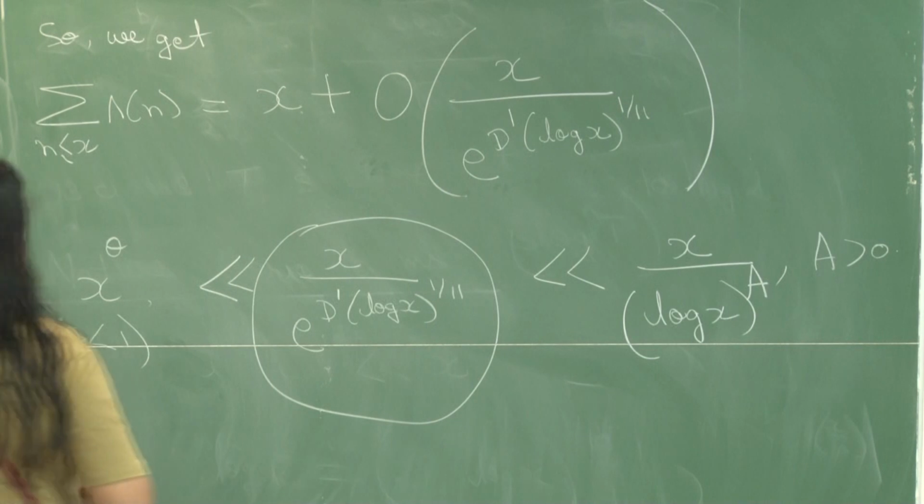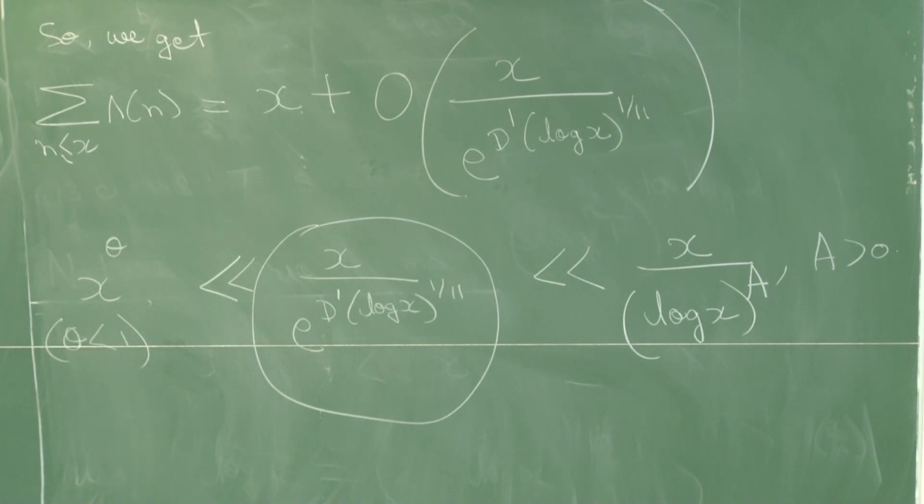So, this concludes our discussion of the prime number theorem as an application of Perron's formula, and I will stop the class for today.